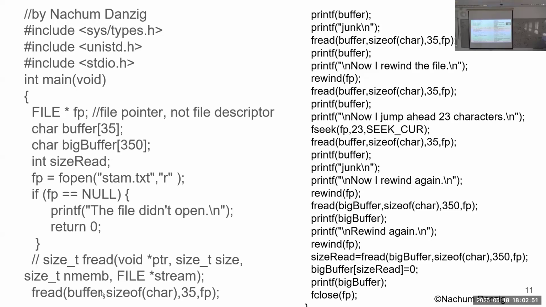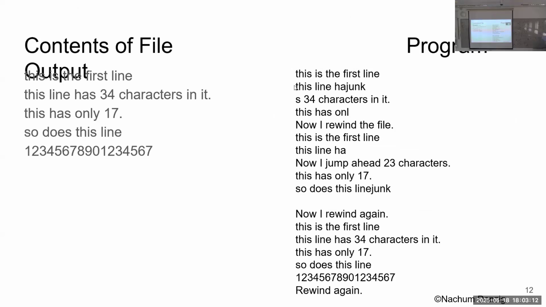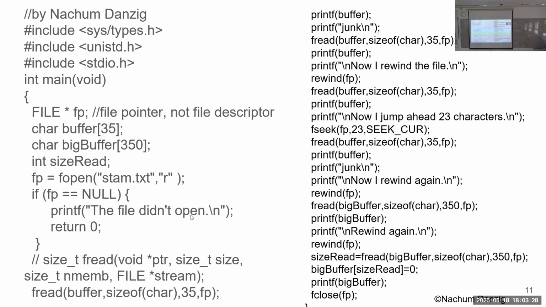Oh, here, I'm sorry. Here, F3. I'm sorry, I misread my code. Here's the first read here, and I'm reading 35 characters of the file into the buffer. So the buffer does have something when I print it here. It has 35 characters, and that's what I see here. This is the first line, this line, because that's 35 characters of the file. Then it prints junk. This line, because I don't have enough space to get all of these. I only read 35.